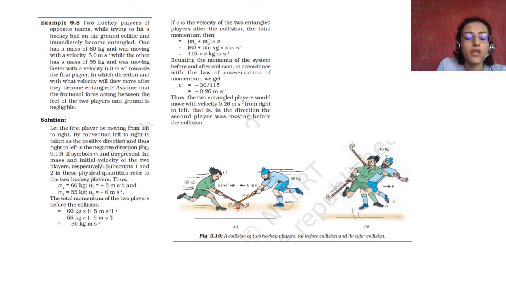This is another example. Two hockey players of opposite teams, while trying to hit a hockey ball on the ground, collide and immediately become entangled. Okay, like this. One has a mass of 60 kg and was moving with a velocity of 5 meter per second in this direction. The other has a mass of 55 kg and was moving faster with a velocity of 6 meter per second, in this direction. In which direction and with what velocity will they move after they become entangled?